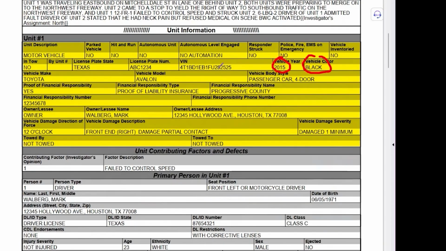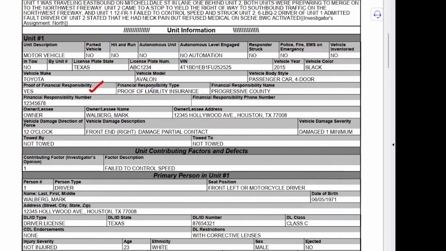2025 Toyota Avalon. So it lists the vehicle type. There's other information in here. It's a Texas license plate. Here's the license plate number, which I made up. Here's the VIN, which I made up. And then below that, we start getting into, did they have proof of financial responsibility?